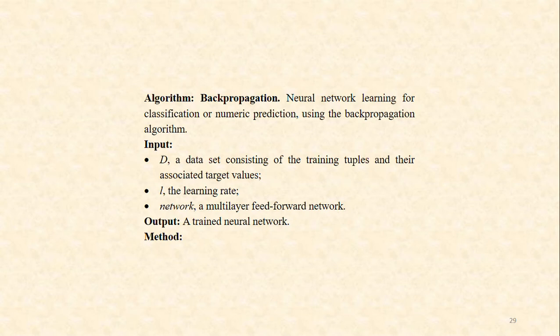Now coming to the algorithm of artificial neural network using backpropagation. D is a data set consisting of training tuples and their associated target values. L is the learning rate. And you have to give a sample network. Usually it can be a multi-layer feed-forward network. The output is a trained neural network.